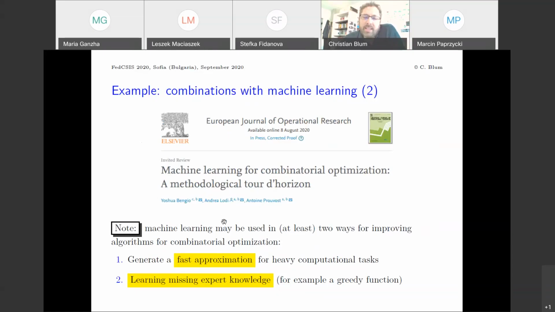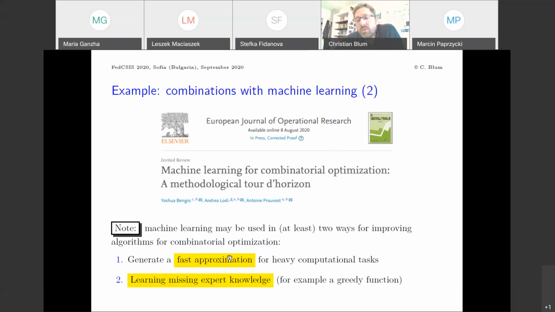What they say is that there are at least two ways for improving meta-heuristics or algorithms for combinatorial optimization. The first one is to generate a fast approximation for heavy computational tasks. For example, you can imagine a problem where it takes ages to evaluate one solution. In these cases, it's often impossible to run a meta-heuristic because you have to evaluate many solutions.